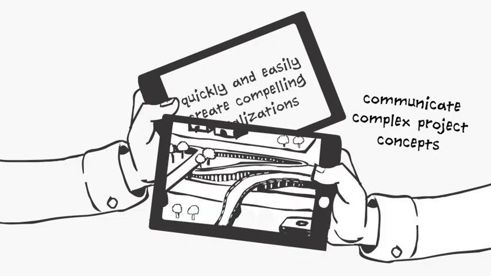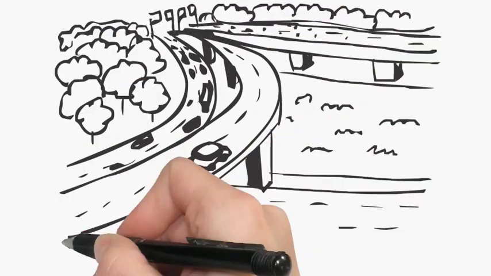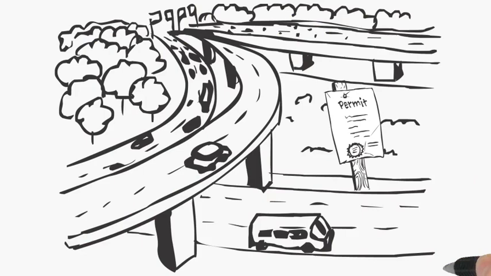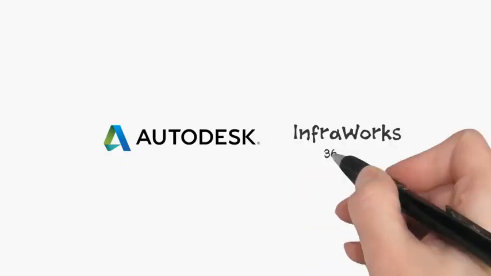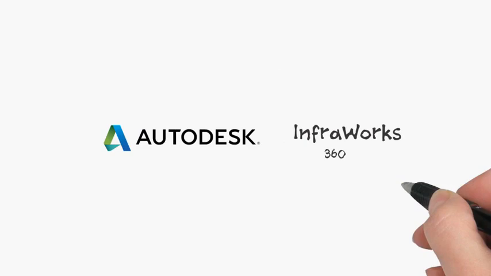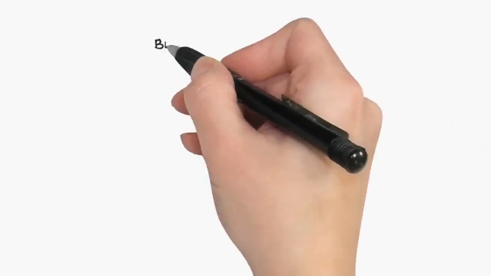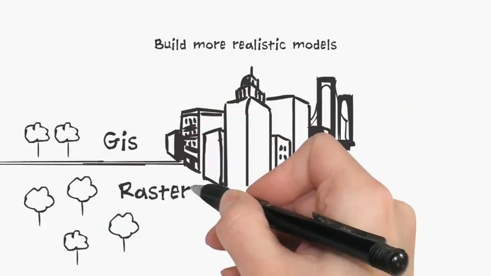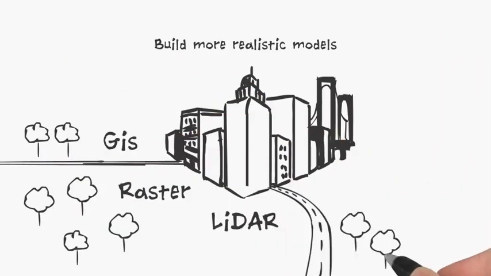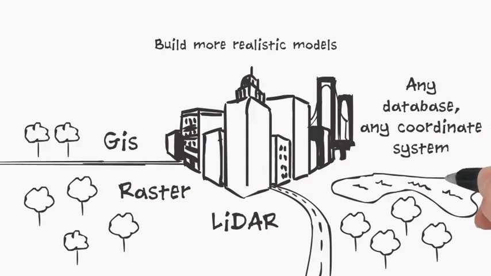only to win more work, but also use these tools to communicate at any stage, from permitting all the way through design? With Autodesk Infraworks 360, you can work in new and exciting ways. Build more realistic models from existing sources such as GIS, raster, LiDAR, scan data, or virtually any database to develop early design concepts within context.